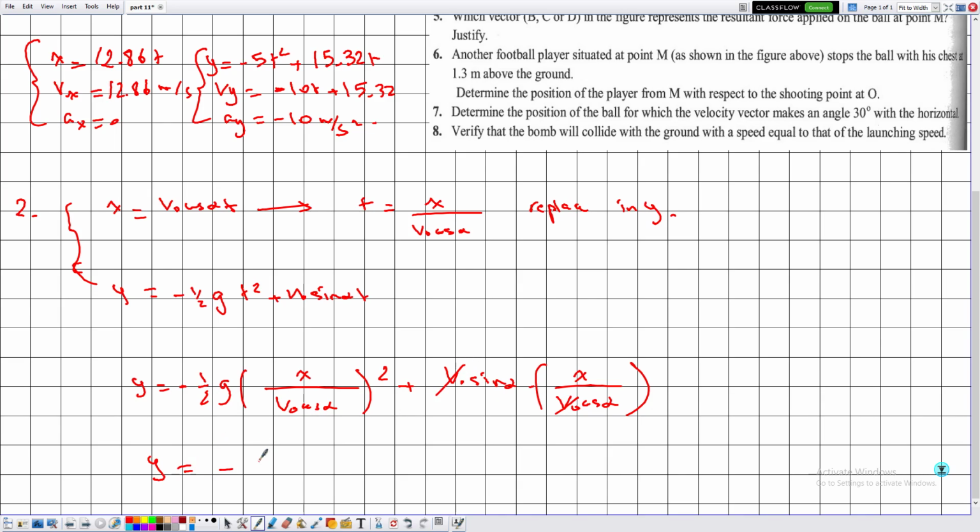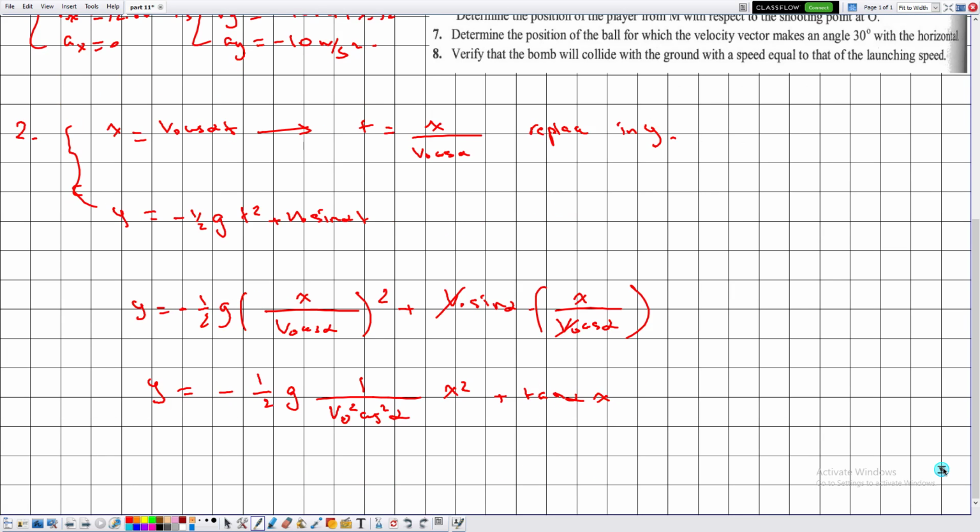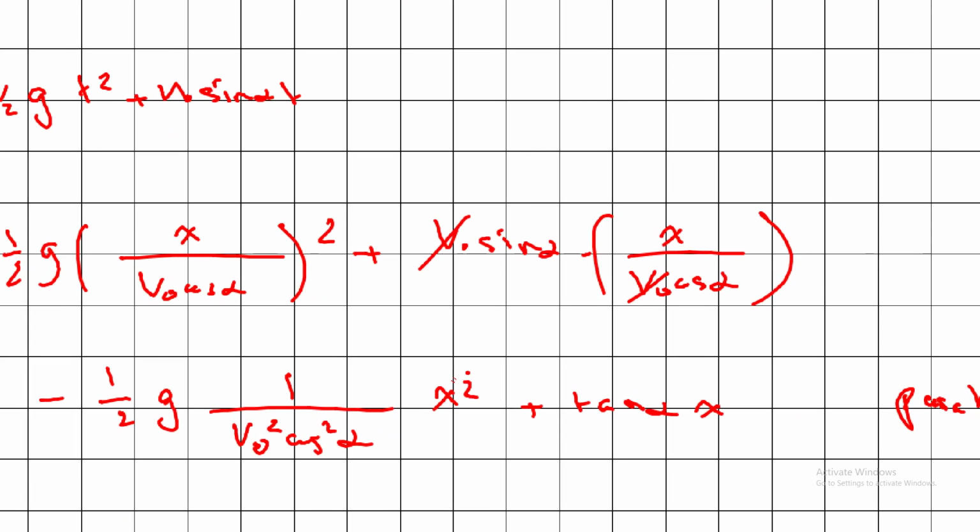Now y is equal to minus half g divided by v0 square cosine square alpha multiplied by x to the power 2 plus tangent alpha x, because sine over cosine is tangent alpha. Now because we are talking about the trajectory, here we need to mention the shape, and we know that the shape of the trajectory is a parabola in the case of projectile motion. Why is it a parabola? Because it is simply linear in one variable and quadratic in the other.